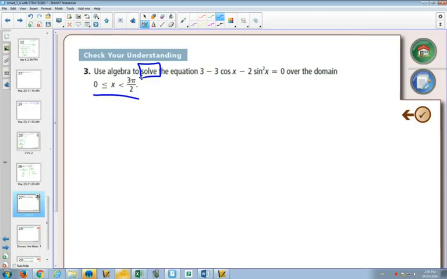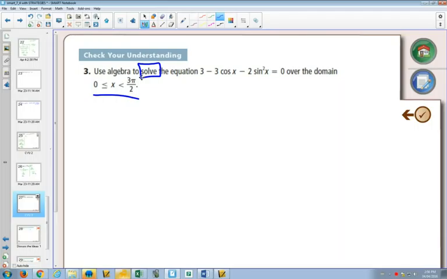They give you a domain over which to solve. That domain tells us what? Tells us whether we're in radians or degrees. We know that we have to be in radians. Okay? I haven't told you whether this is a calculator question or a non-calculator question yet. So we're going to assume we're going to do as much as we can without a calculator, and then we're going to see if we need a calculator in the end.